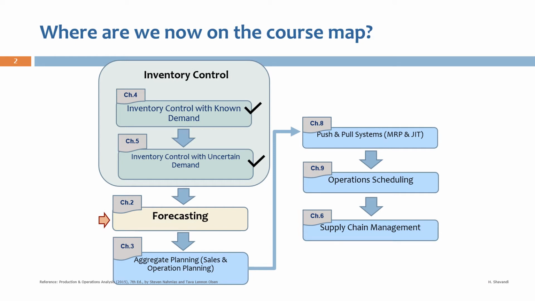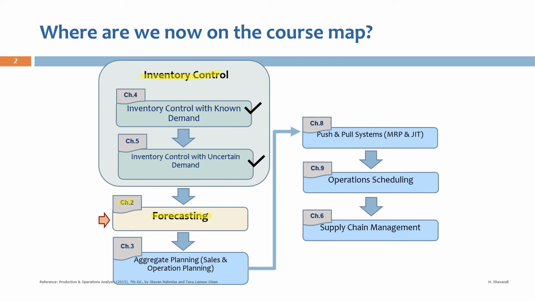On the course map, we are done on inventory control models. And as you remember, in inventory control models, we assume that we know the future demand with certainty or with uncertainty by assuming a distribution, right? But we know that in the real world, we need to forecast future demand, right? So this is why we do have chapter 2 of the textbook or lecture 3 here as forecasting. So in this lecture or this chapter, we're going to learn how we can forecast future demand.